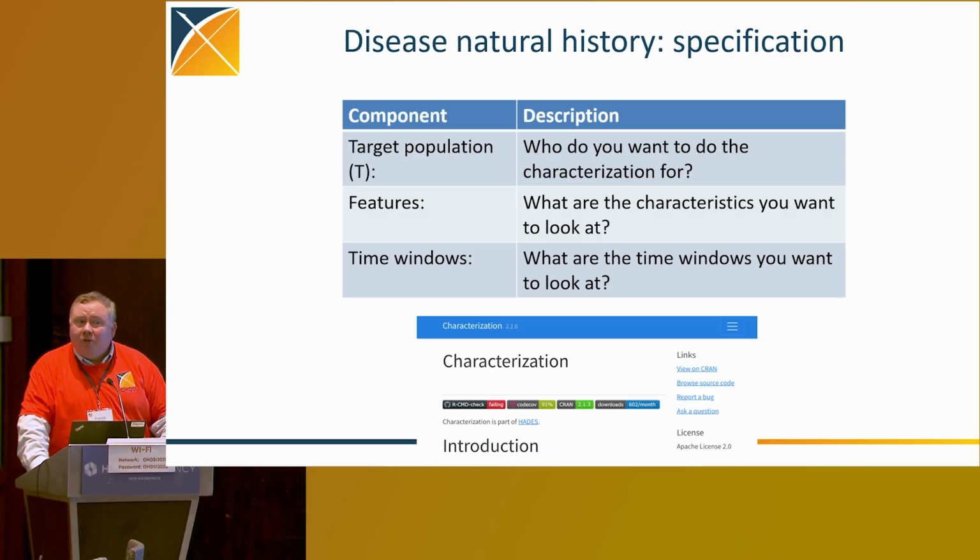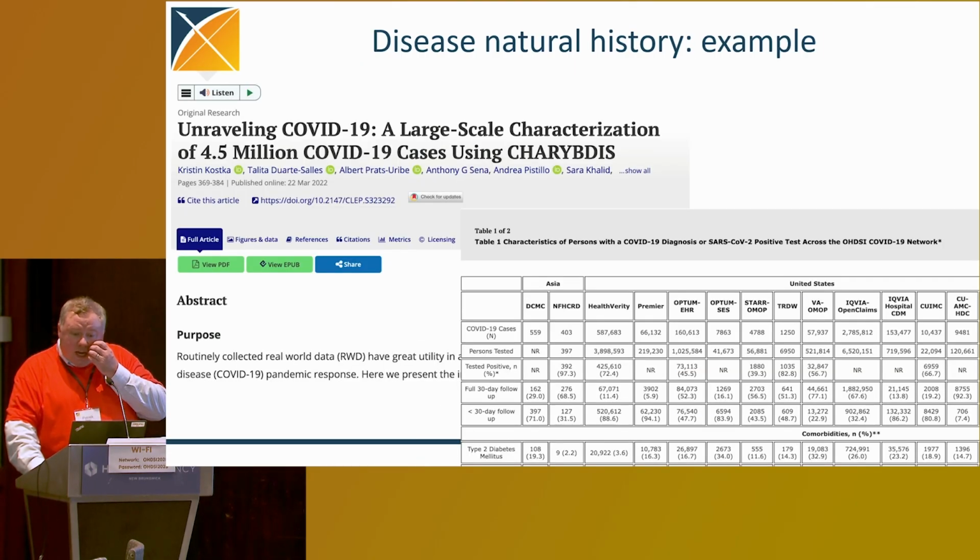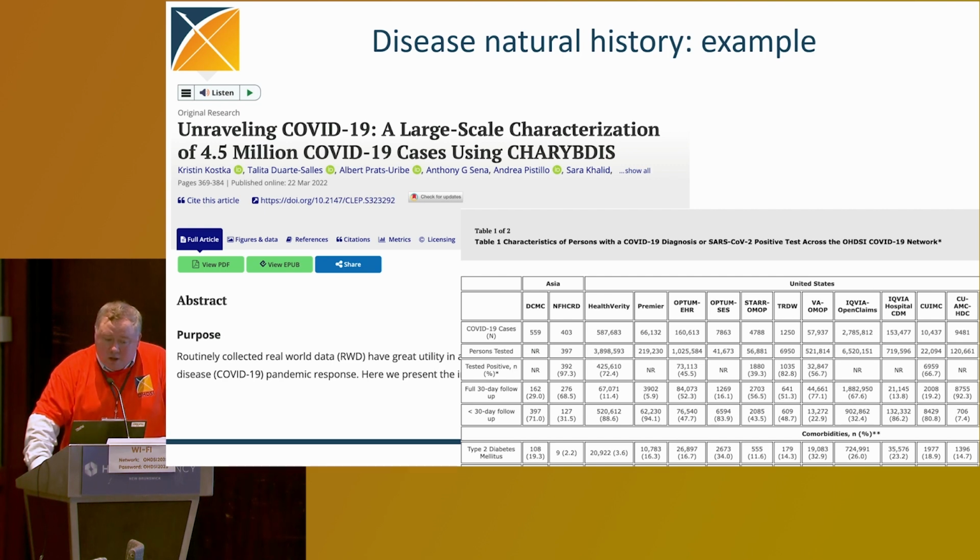Now, one of the tools that's available in the OHDSI community is a tool called Characterization. It is not a deceptive name. It is a tool that does characterization. So if you wanted to run a characterization analysis, you could use the characterization package, and it would allow you to, for example, pass in a target cohort, define the features, and execute an analysis to get information about disease natural history.